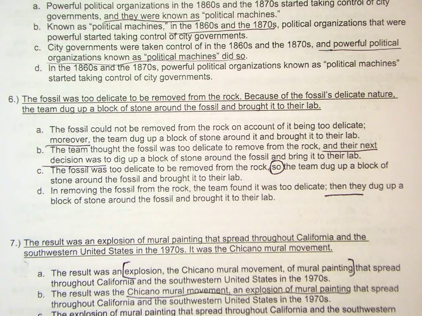Number six. The key idea here is the causation, the word "because." Because the fossil was too delicate, they dug up a block of stone around it. So if you look at A, the transition word "moreover" does not indicate that causation. If you look at B, "and their next decision" does not indicate causation. If you look at D, "then they dug up," no causation. C was the only one that mentioned they dug up a block as a result of it being too delicate. The word "so" is the correct transition.